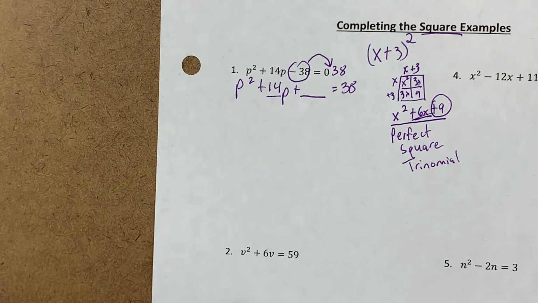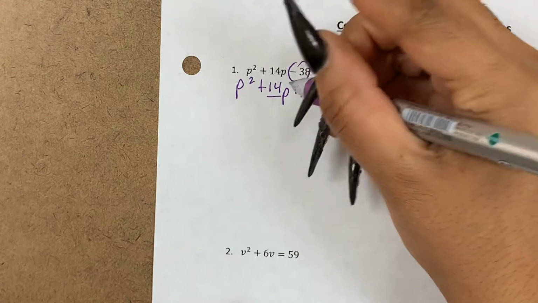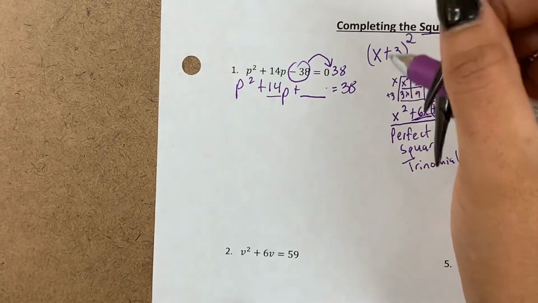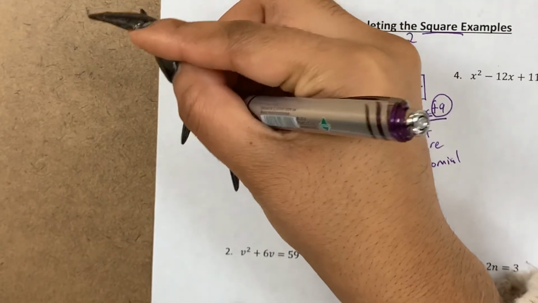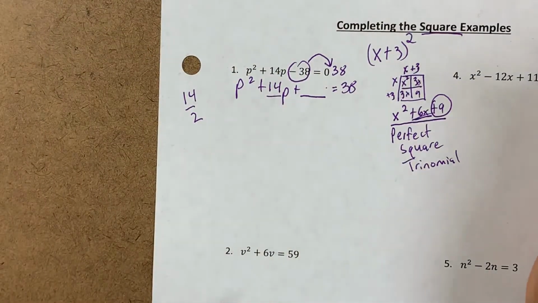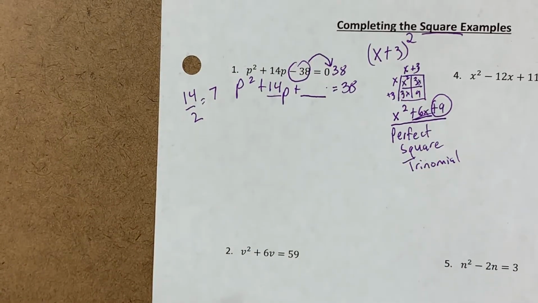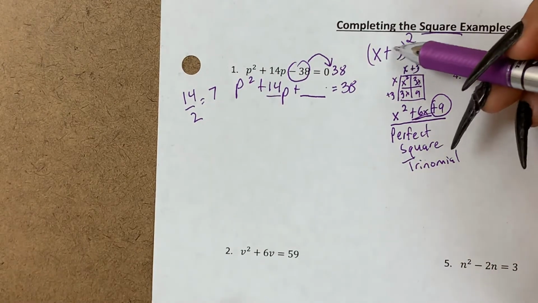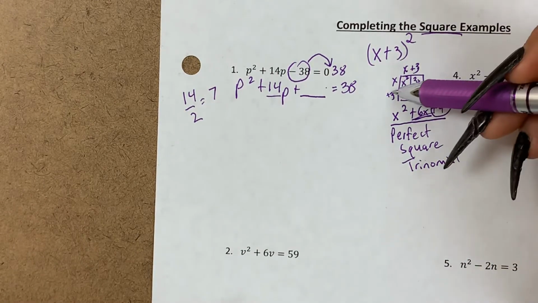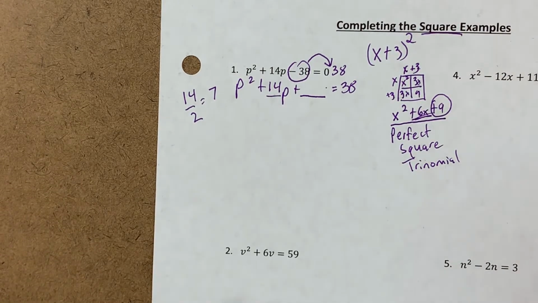So to get this number, we take this number and we do the opposite of multiplying it by 2. We're going to divide it by 2. 14 divided by 2 is 7. So I know that 7 is going to be what I multiply by. So it's going to be 7 and 7 here. So what's the perfect square for 7? 7 squared is 49.